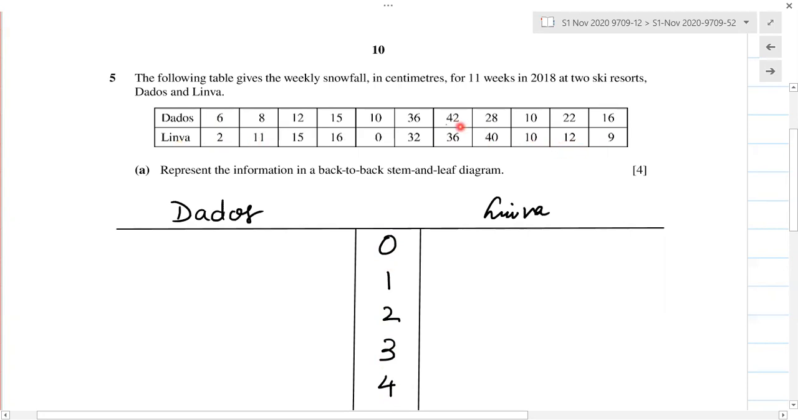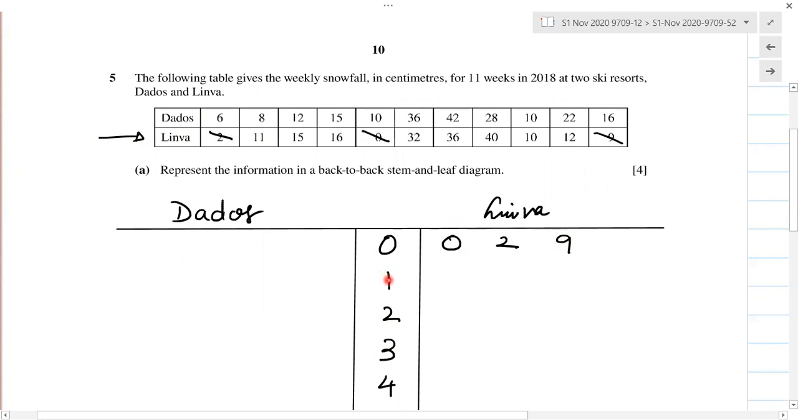So we have the lowest value over here. We're going to do Linwa first. So that's 0, so 0 comes over here. Then we have 2, so that's 2. And then we have 9, so 9 comes over here.